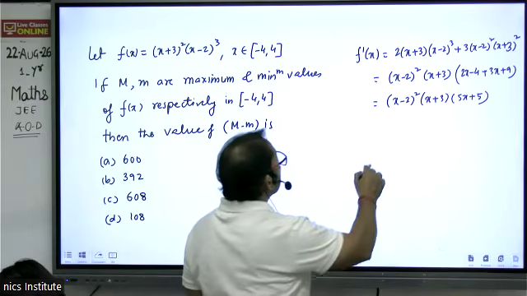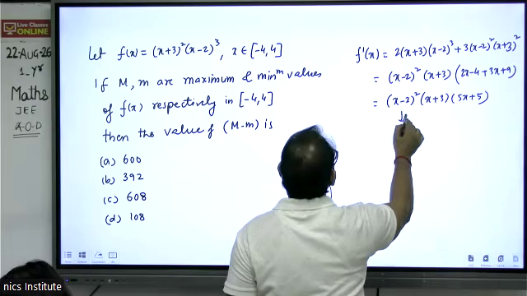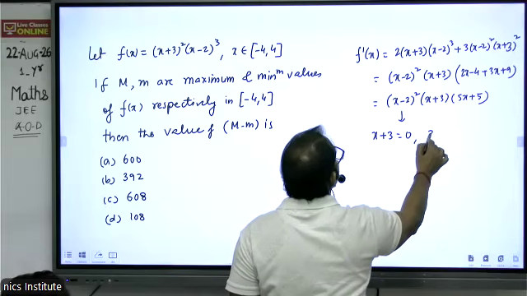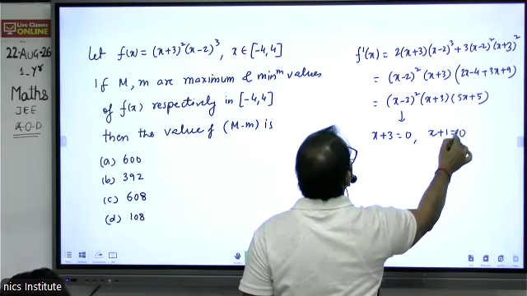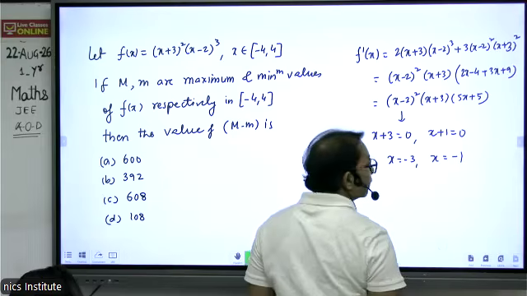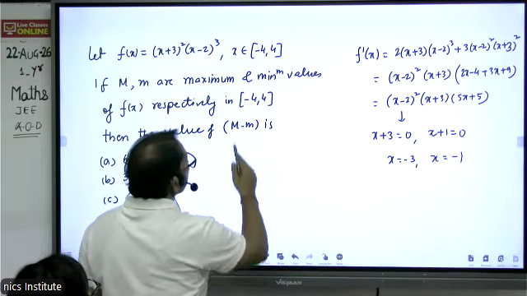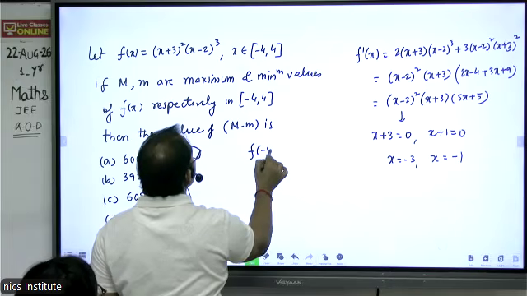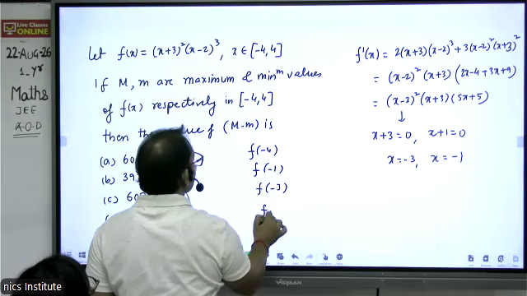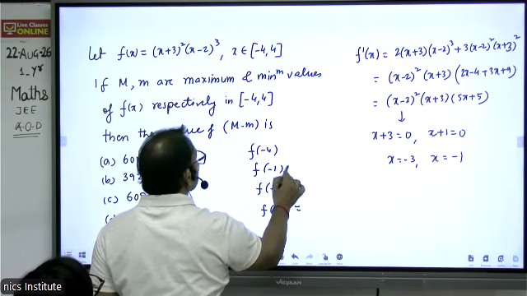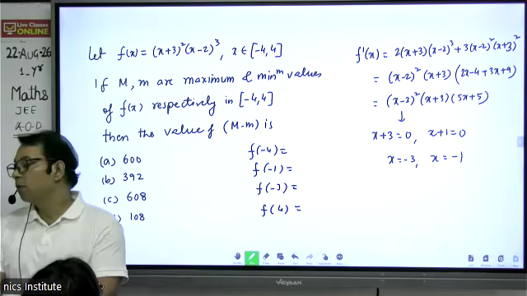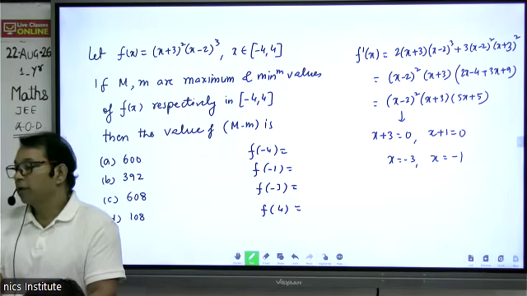So the critical points: x = 2 won't be a critical point because it's a perfect square. So x plus 3 equals 0 and x plus 1 equals 0, so x equals -3 and x equals -1. Both lie in the interval. So you find f of -4, f of -1, f of -3, and f of 4. Two is not a critical point because it is a whole square over there.